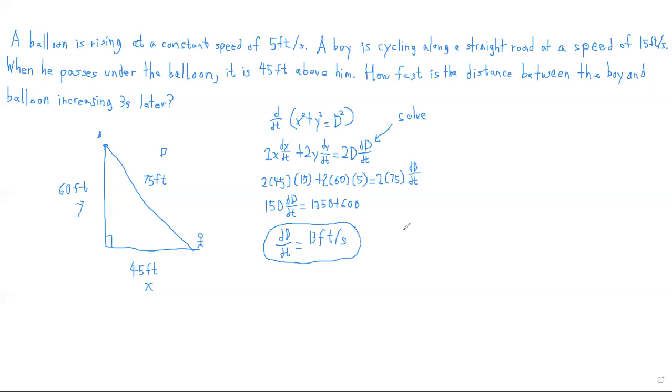That means 3 seconds after the boy goes underneath the balloon, the distance between the boy and the balloon is increasing at a rate of 13 feet per second. And this is how we typically solve a related rates problem. You draw the diagram you need, you find the equation specific to the problem and diagram, and then you differentiate that equation with respect to time using implicit differentiation. I really hope this helps. So now, there you go.